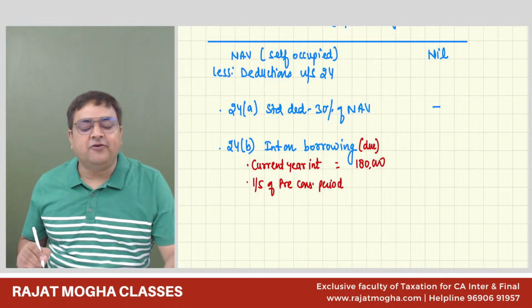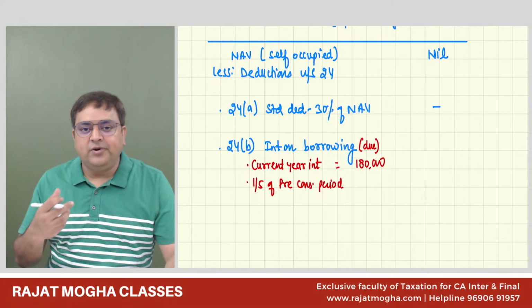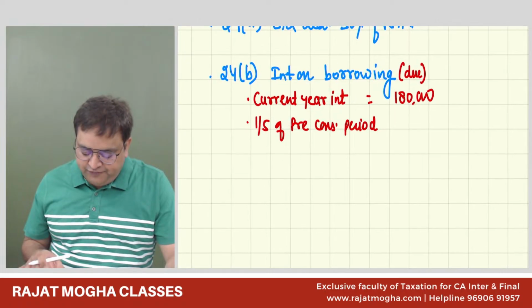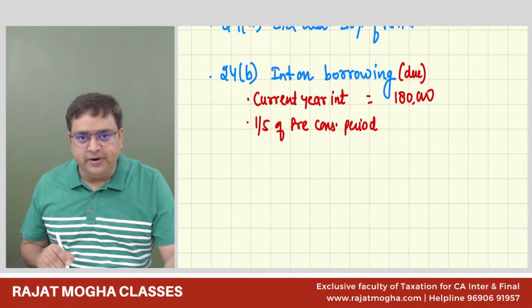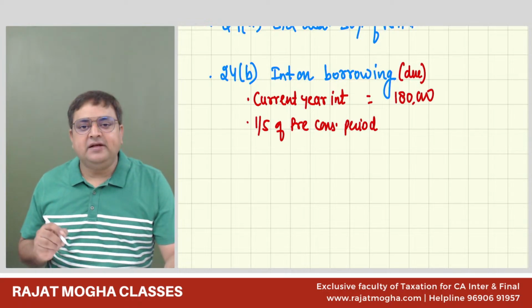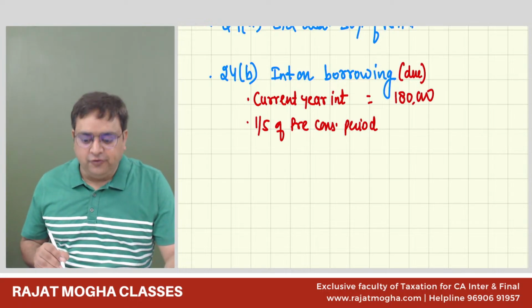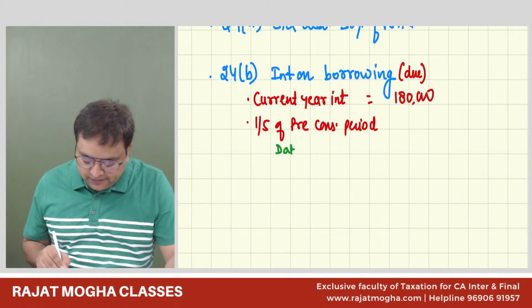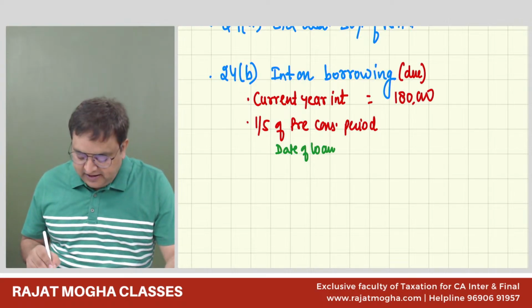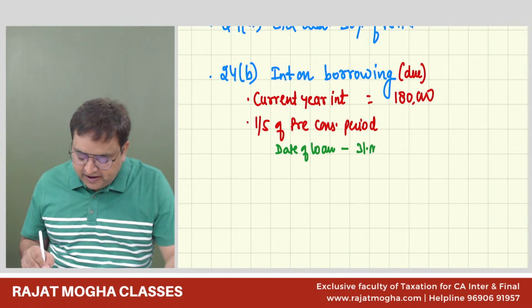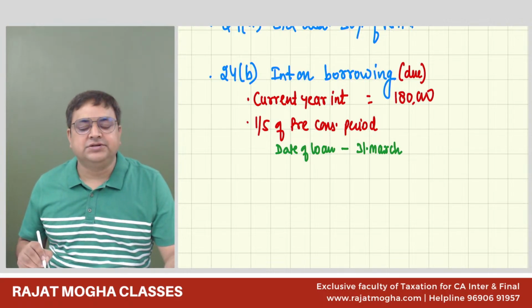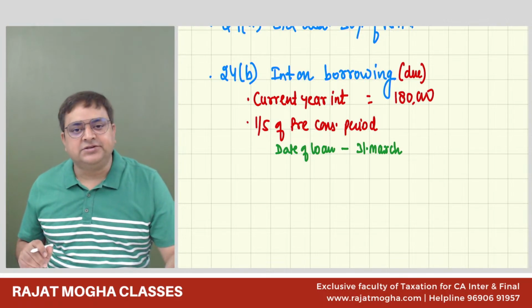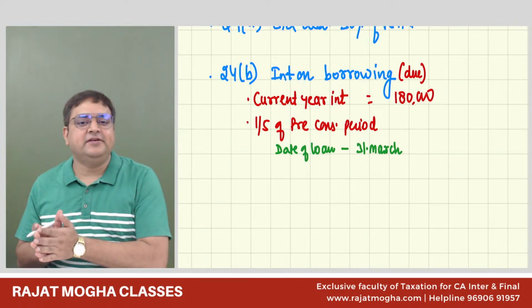Second thing is 1/5 of pre-construction period interest. Now, what is a pre-construction period? I'm just revising it for you; I believe that you all know it. The pre-construction period starts from the date of loan, and it ends on 31st March. You should remember, it always ends on 31st March. 31st March of which previous year?